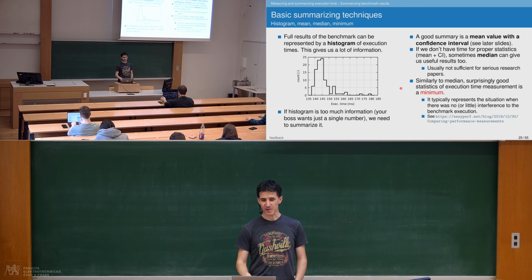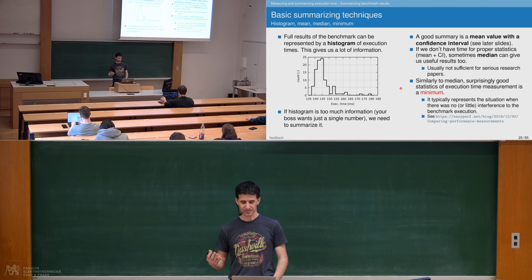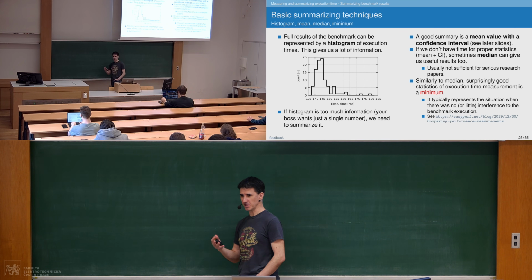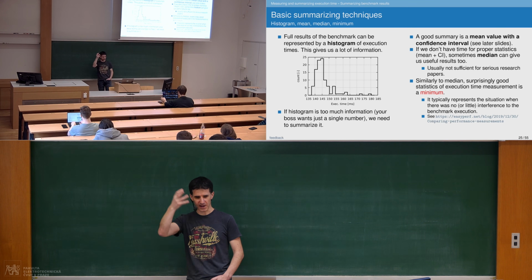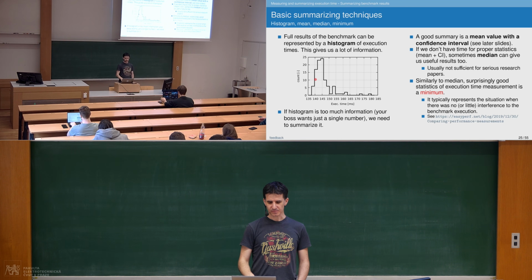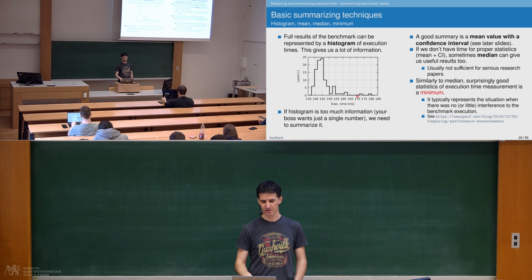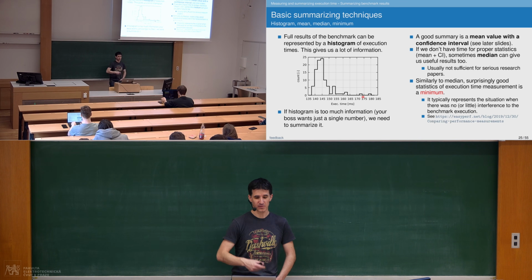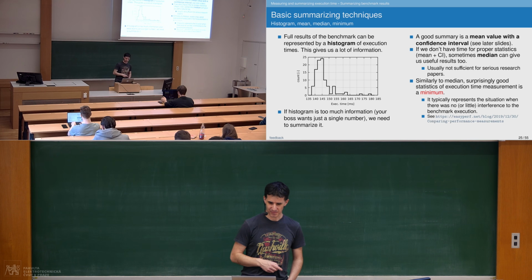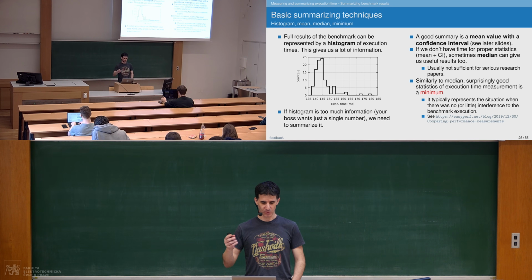Minimum value typically means that you have measured the result with minimum interference, minimum overhead, or whatever. So typically, computer programs have this. There is a sharp minimum. It is execution time. There is no long tail to the left. And if you take the minimum, it usually works pretty well. So that's my recommendation.